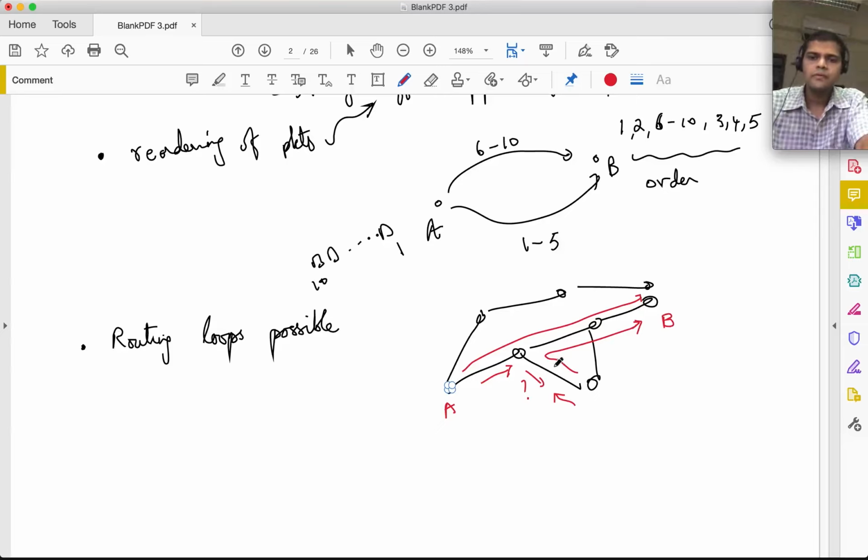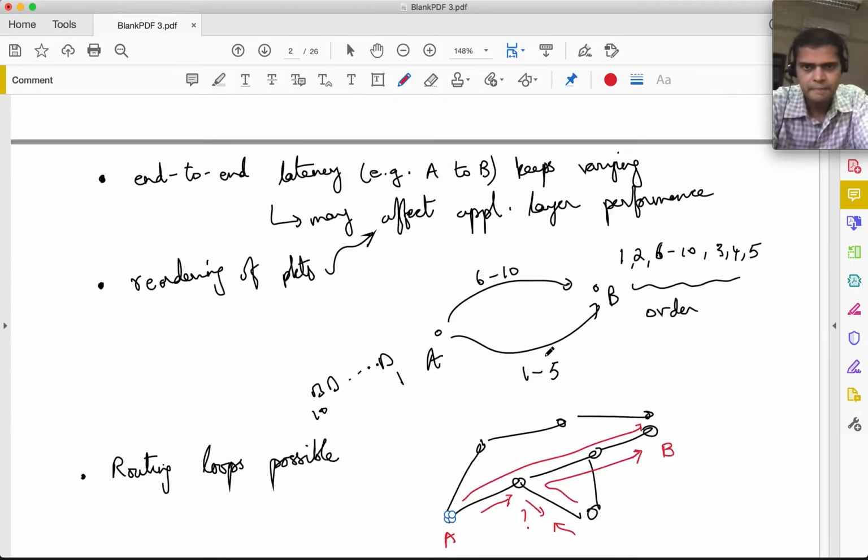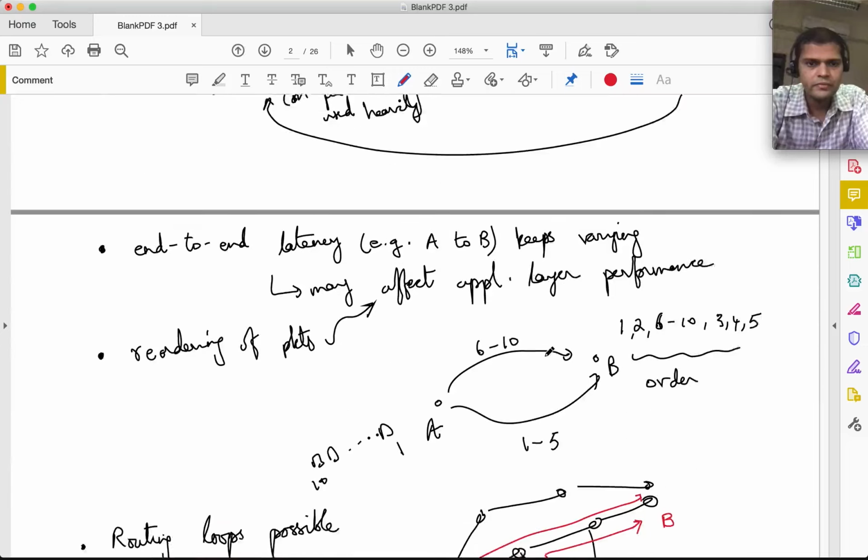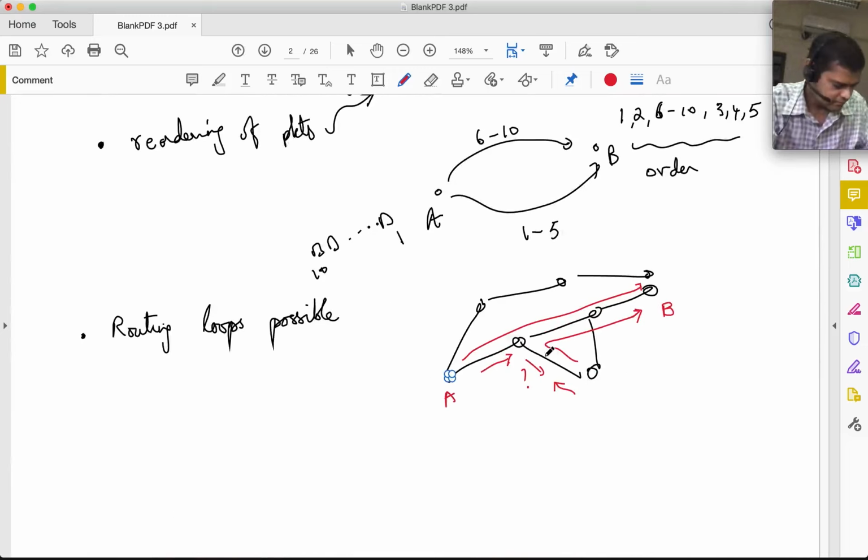So you want everybody to have the same link weights for all the links in this graph, otherwise there's a possibility of having routing loops. And if we have link weights changing so often, then that is a problem. This is quite realistic. So this was one of the problems that they faced.